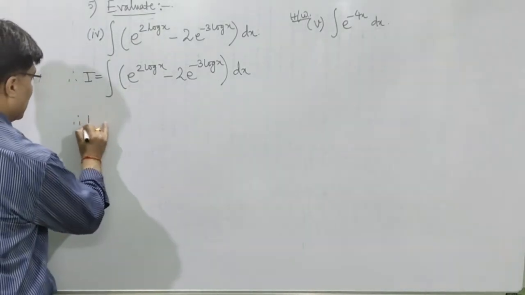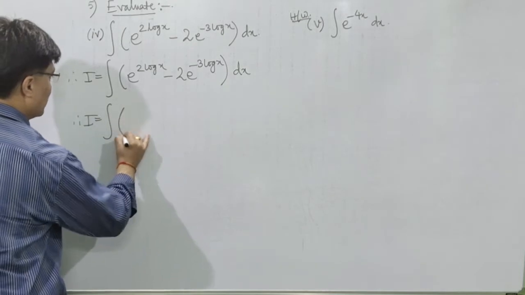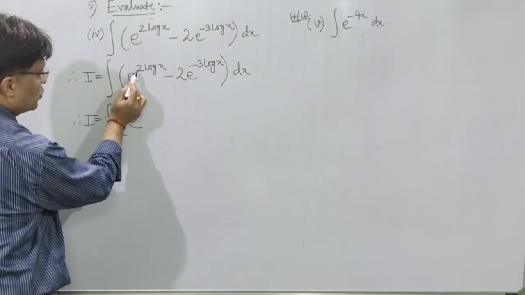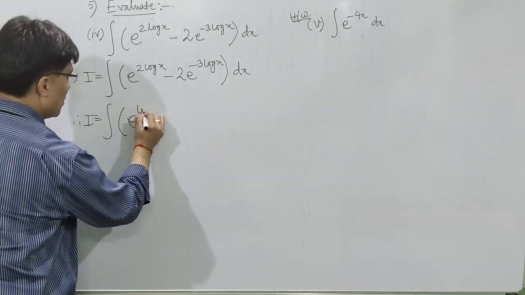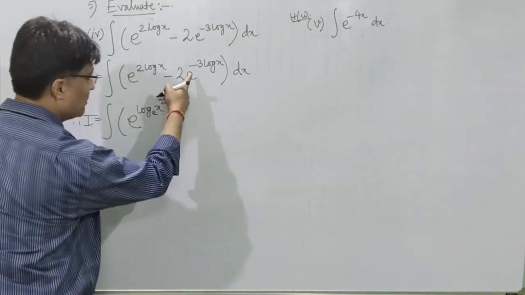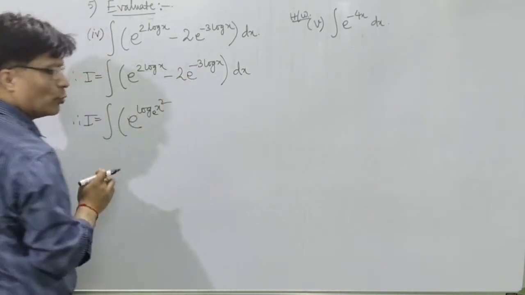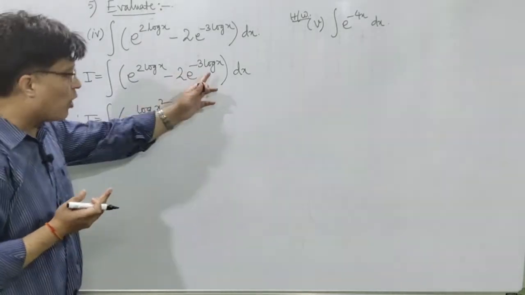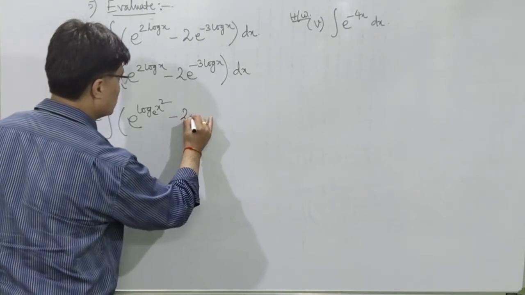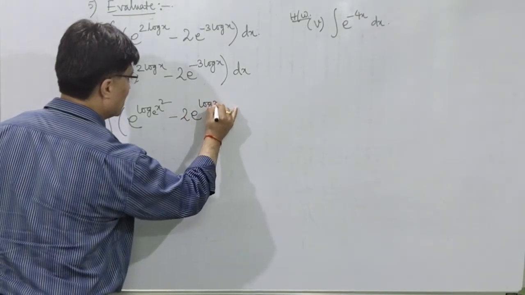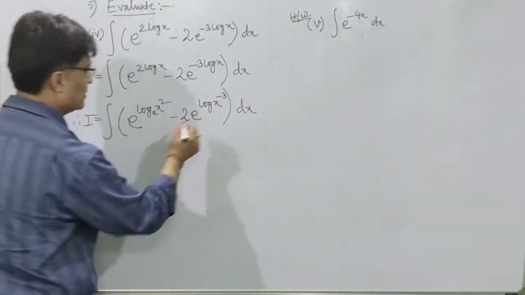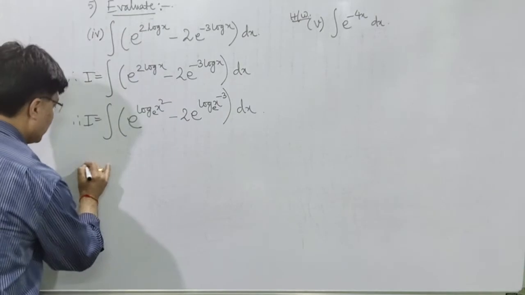That is I is equal to integration of within bracket e to the power. Now because of this log, this 2 becomes the power. So it is log x square. If there is no base, the base is e. Similarly here also, this minus 3 is the coefficient of log x. And because of this log, this minus 3 becomes the power. That is minus 2 e to the power log x to the power minus 3 bracket close. Then you can write dx here. So here the base is e.